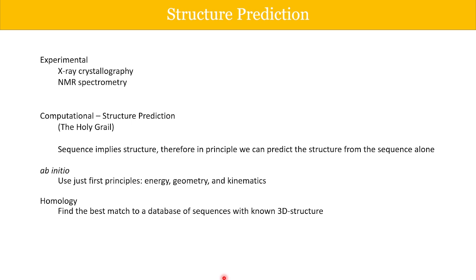Based on homology, we can find the best match in the database, because some proteins belong to a particular family or class, and depending on the homology to the known protein, we can get an idea about our protein of interest.